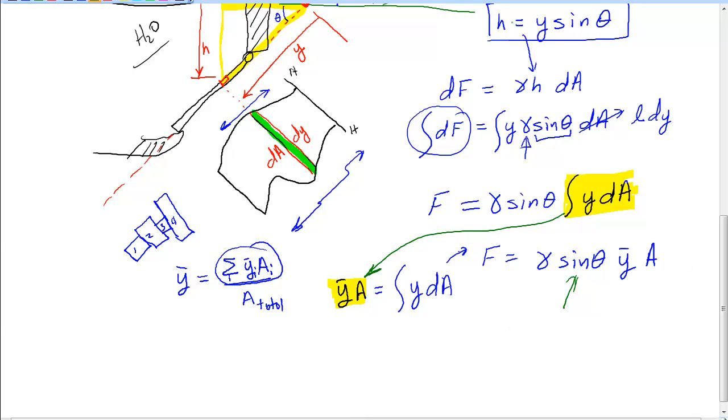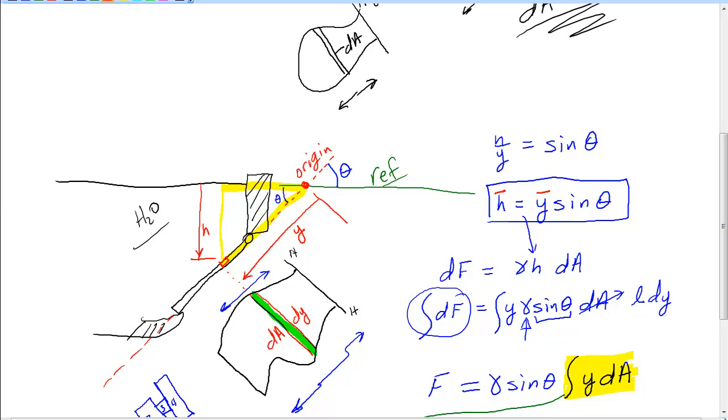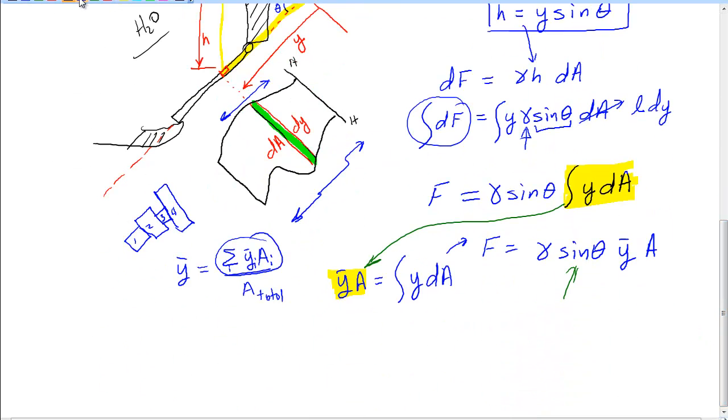Now, I would contend up here, and I'll put a red, if I'm looking at h bar, I'm looking at y bar. I'm moving up the page right here. So if I put a bar over h here, I can just as easily put a bar over the top of the y. Okay. So this leads me to conclude that I can simply replace this with gamma h bar area.